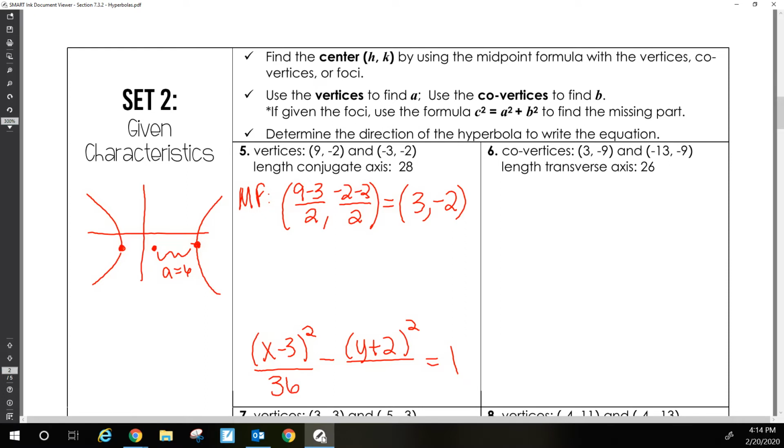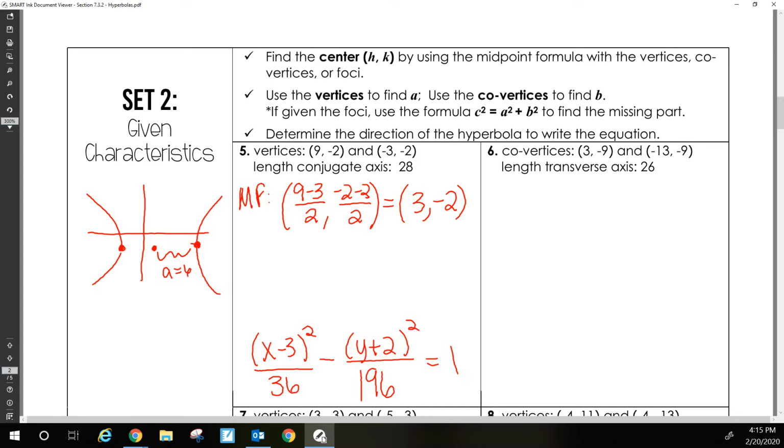And then they said the length of the conjugate axis is 28. Well, half of that is going to be my b value. Remember, conjugate is kind of like our minor axis was when we were talking about ellipses. So it's going to give us a b value. Half of 28 is 14. 14 squared would be 196. Notice that this is not like ellipses where whichever one has got the transverse axis is not necessarily the bigger number, right?